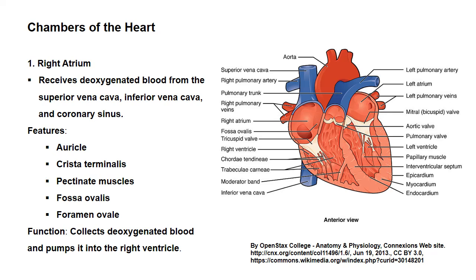Its walls are thin and the inner surface features auricle, which is a small muscular pouch that increases atrial volume. Crista terminalis, a muscular ridge separating the smooth posterior wall from the rough interior wall formed by pectinate muscles. Fossa ovalis, a depression in the interatrial septum, remnant of the fetal foramen ovale. You can find these features in the diagram on the right side of the slide. Right atrium collects deoxygenated blood from systemic circulation and pumps it into the right ventricle.